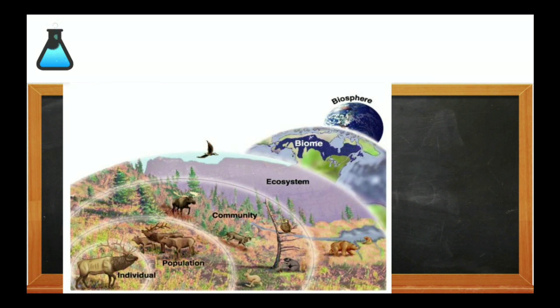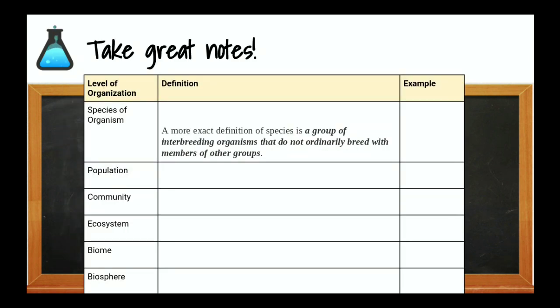So we are going to describe what each of these categories entail, and you should be taking notes on the definitions and examples for each level of ecological organization. The guided notes that are provided in Google Classroom suggest that you use this chart in order to organize your notes. Take a minute to pause the video so that you can copy down this chart.